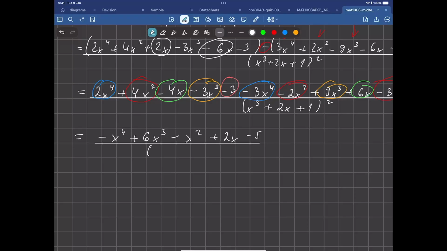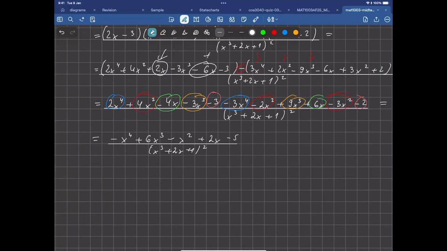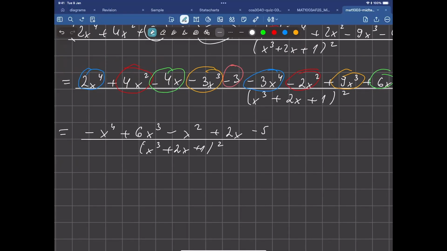So now the denominator I'm not going to change. Again, you can just leave it at that. x cubed plus 2x plus 1 squared. And actually, that's your final answer. You don't need to do any further simplification. You have combined all of your terms that have the same power. You could again expand the denominator, but you don't have to. I typically leave it at that, and I leave it as my final answer.